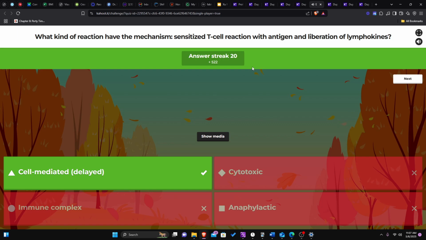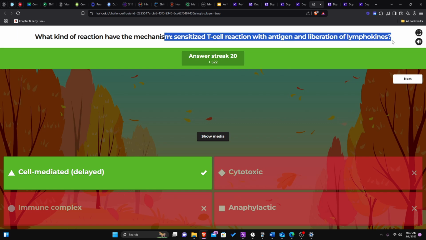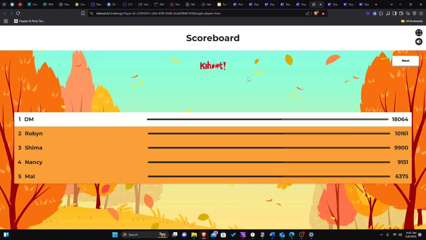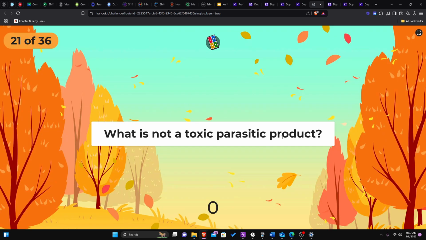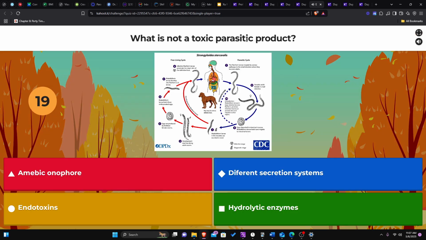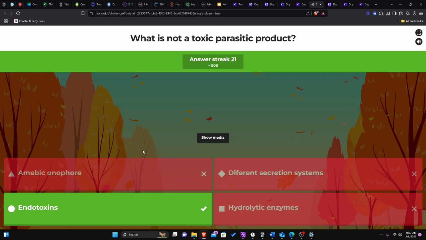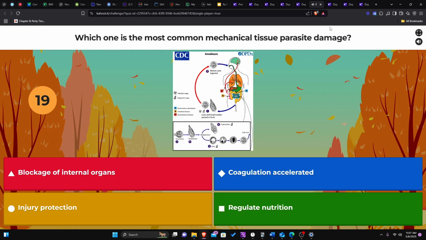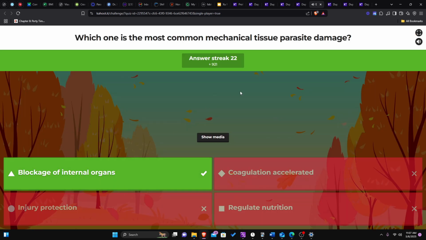Okay. Definitely gotta review this because I was a little confused here. T-cell reaction with antigen and liberation of lymphokines. Cell mediated delayed. Okay. Parasite product. This one's ironic because it's actually endotoxic. Blockage of internal organs.